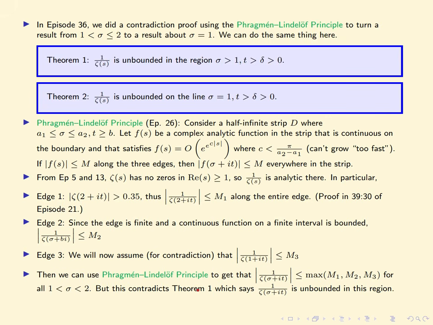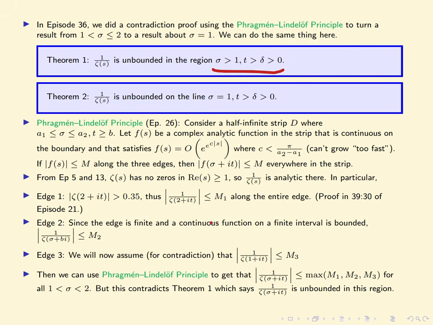But this actually contradicts theorem 1, because remember, theorem 1 says that this thing is unbounded in this region. And if we assume that this wasn't true and use Phragmén-Lindelöf, we see that it is bounded in this region. So that's a contradiction. Therefore, we get theorem 2, that this thing must be unbounded on the left line.